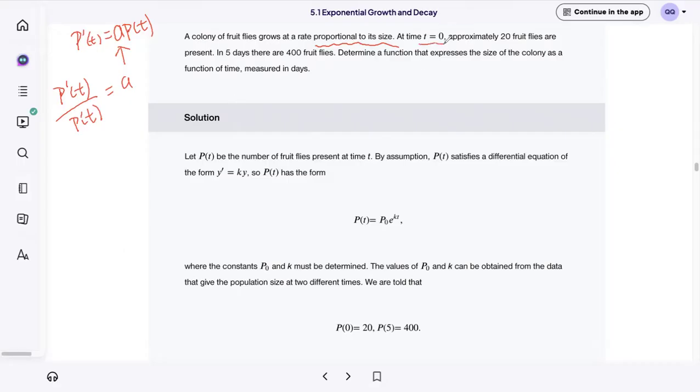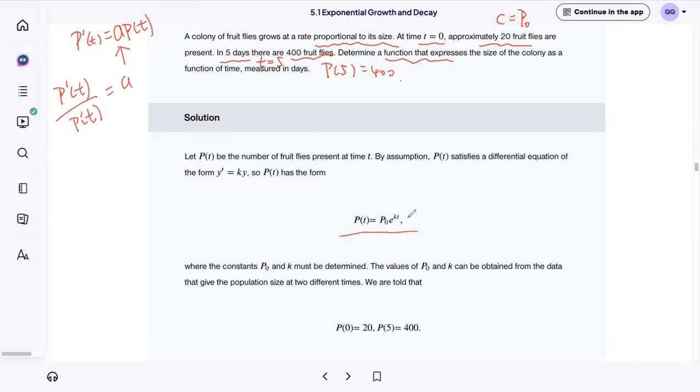So at t equals 0, so initial condition, approximately 20 fruit flies are present. That gives us a C or P naught value. In 5 days, t equals 5, there are 400 fruit flies. So P of 5 equals 400. Determine a function that expresses the size of the colony as a function of time measured in days.